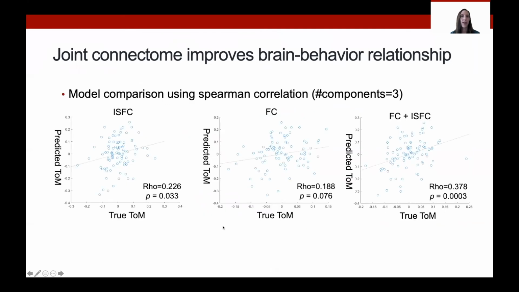And just shown another way, you can see that the correlation between the predicted theory of mind and the true theory of mind is really highest for this combination of functional connectivity and intersubject functional correlation. So in ongoing work, Oliver is examining which features or nodes best predict social abilities that can inform our understanding of how changes in the brain networks and naturalistic settings underlie developing social competence.